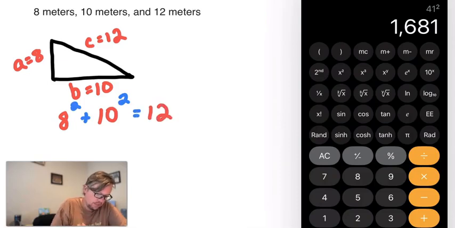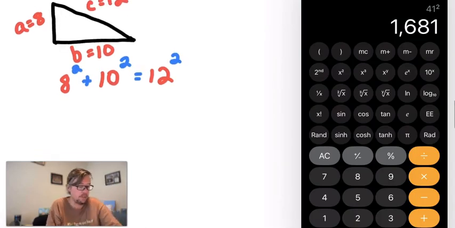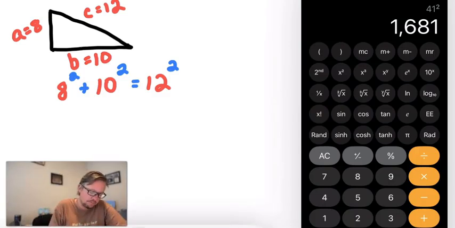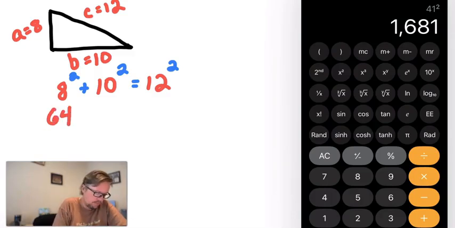And this one is one that you probably don't need a calculator for. It's fine if you want to use one, but you probably don't need a calculator for these squares because you probably memorized these back at elementary school when you memorized your multiplication tables. But use a calculator if you're not sure. So 8 squared is 64. 10 squared is 100. And 12 squared is 144.